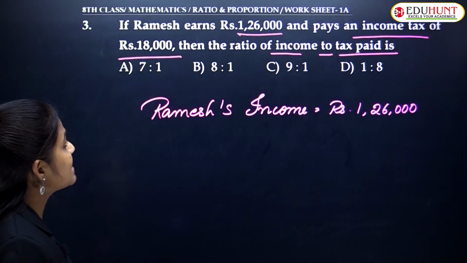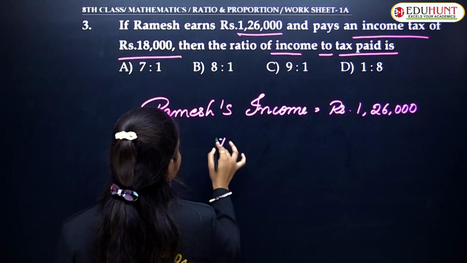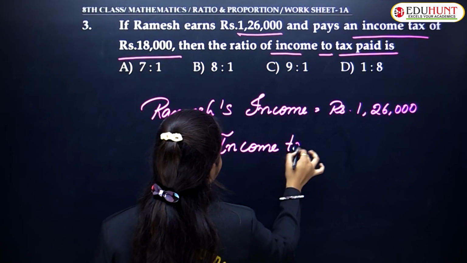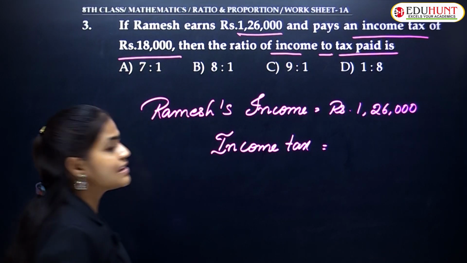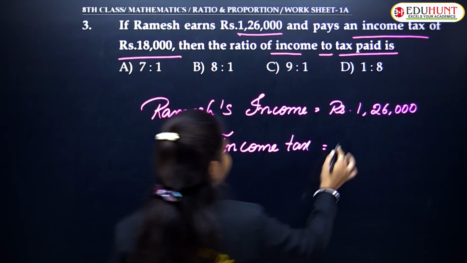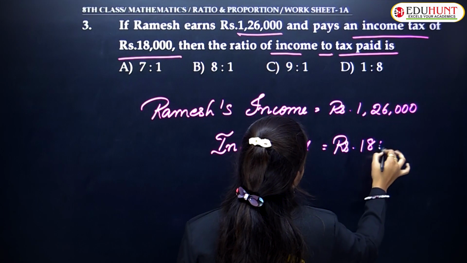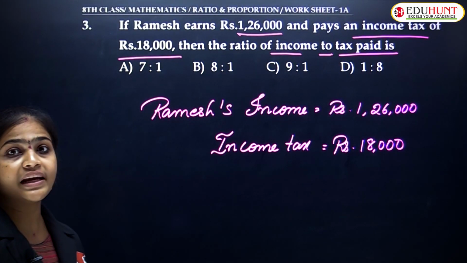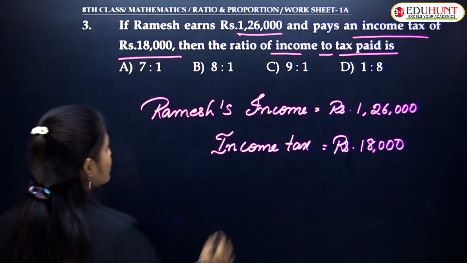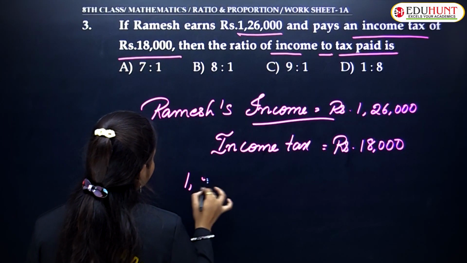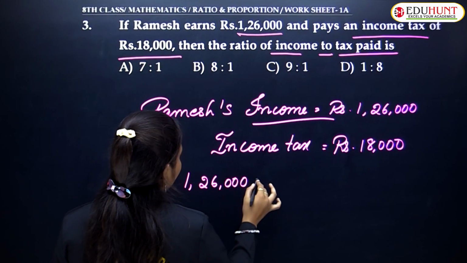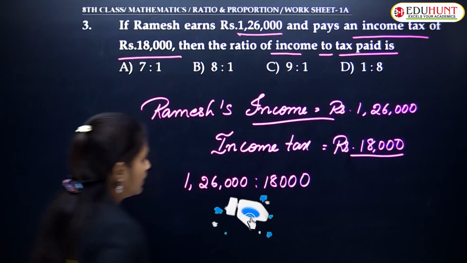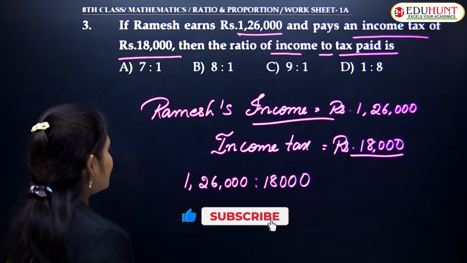Income is 1,26,000, and he pays an income tax. So how much is he paying? He is paying 18,000 rupees in income tax. Clear? What are they asking here? To find the ratio of income to tax paid. Income is 1,26,000 and income tax is 18,000. We need to find the ratio of these two values.